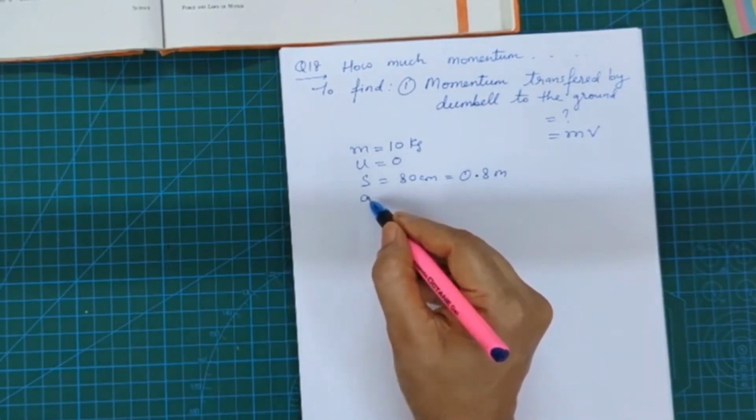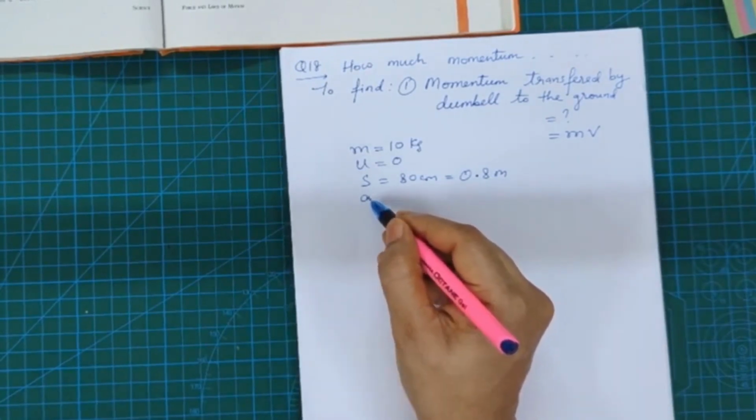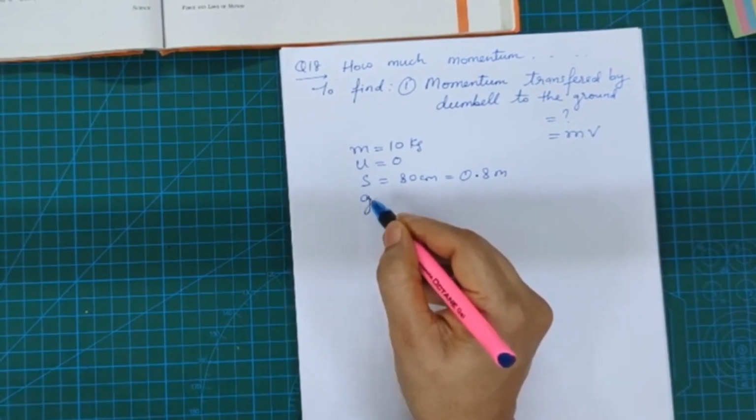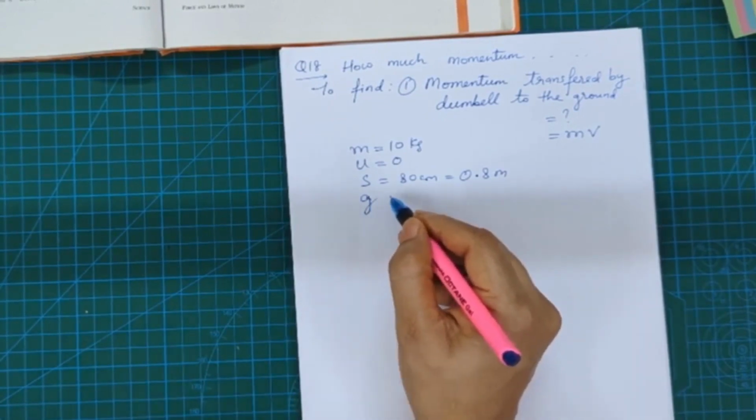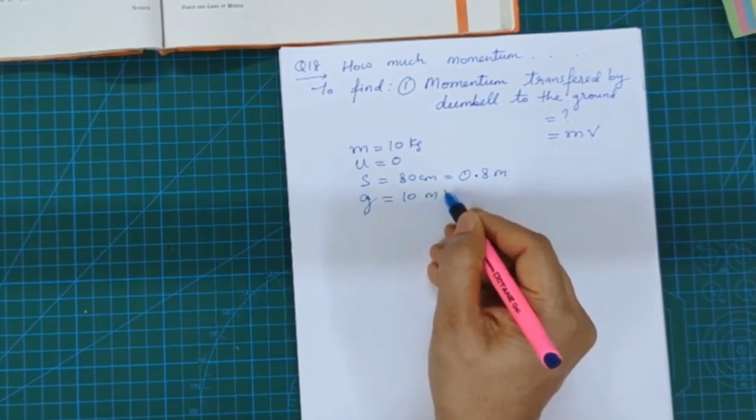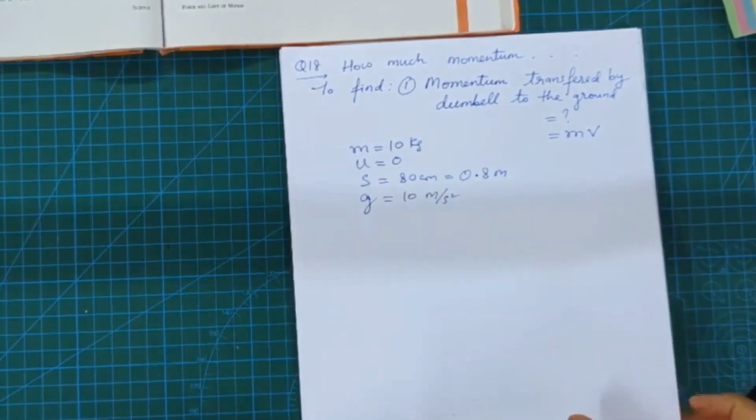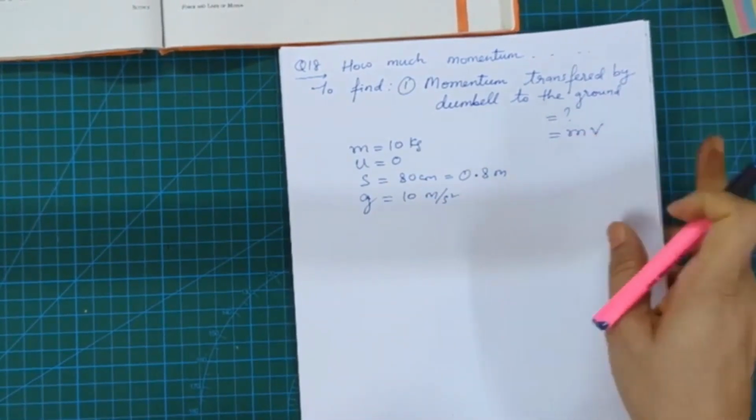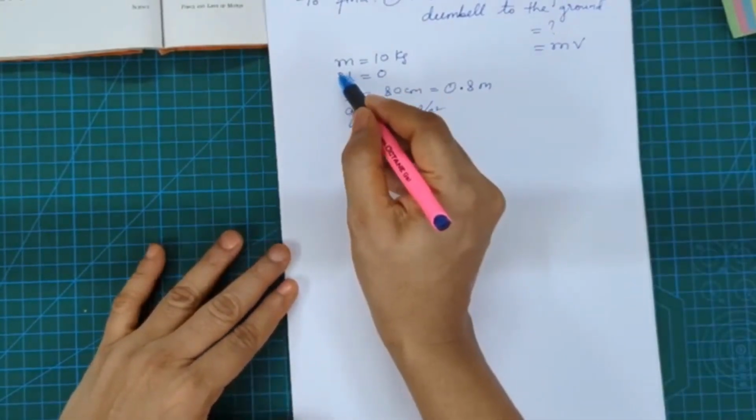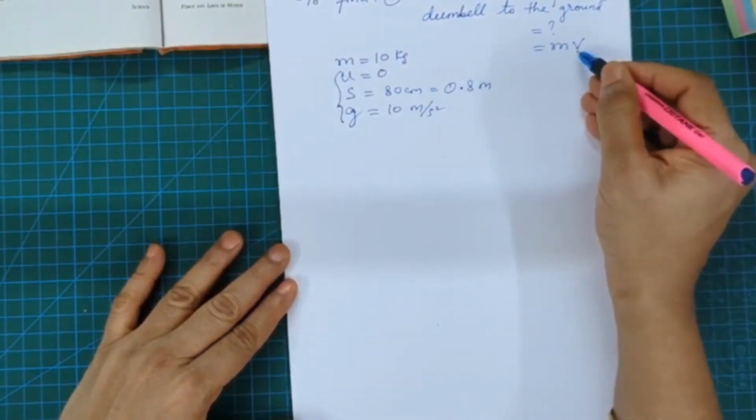Acceleration is in vertical direction, so we will not write a. A is for linear acceleration. Vertical acceleration is g. This is called acceleration due to gravity, which is 10 meter per second square. So mass is known. We want only final velocity. So let's apply these three to find the final velocity.